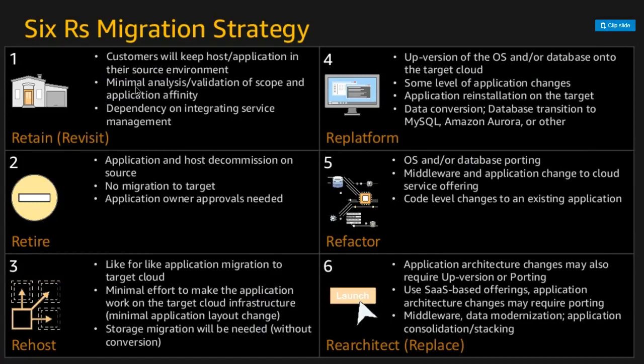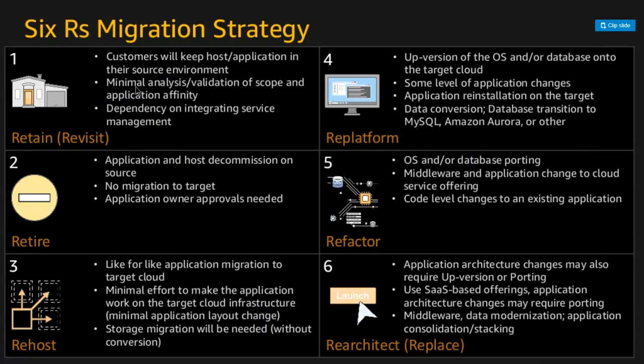So the thought process that you need to have is the customer will keep hosting the application in the source data center. Do minimum analysis and validation of the scope and application affinity, dependency, integration, services and management, right? You go back and revisit before you do a migration. Because in the last minute, things might change. He will say, no, I've changed my mind. I was thinking I wanted to migrate this, now I don't want to. Whatever that might be, you go back and revisit one last time.